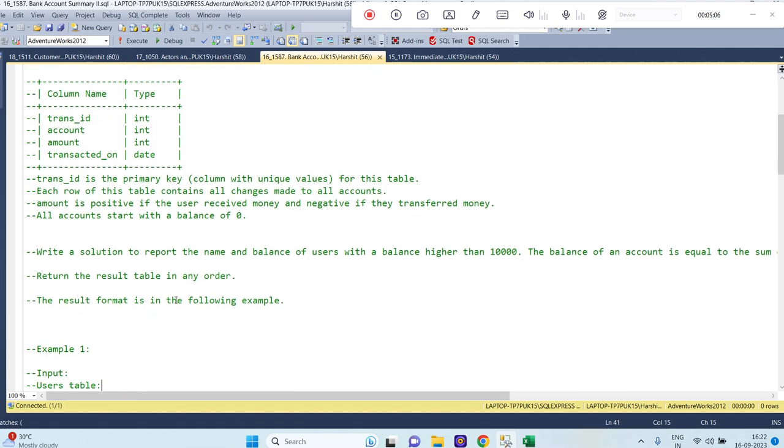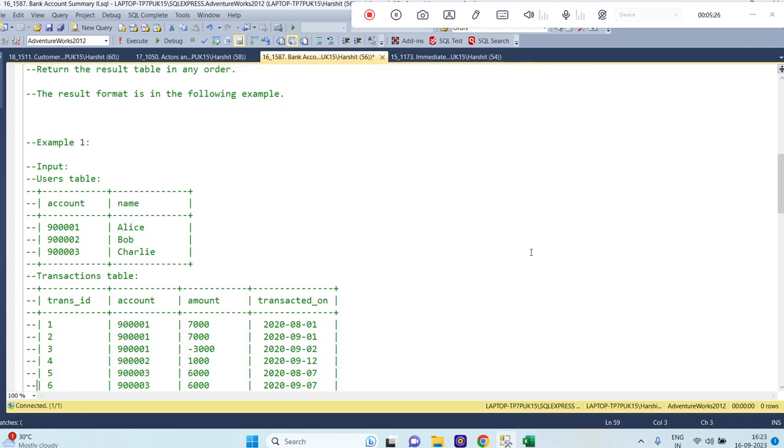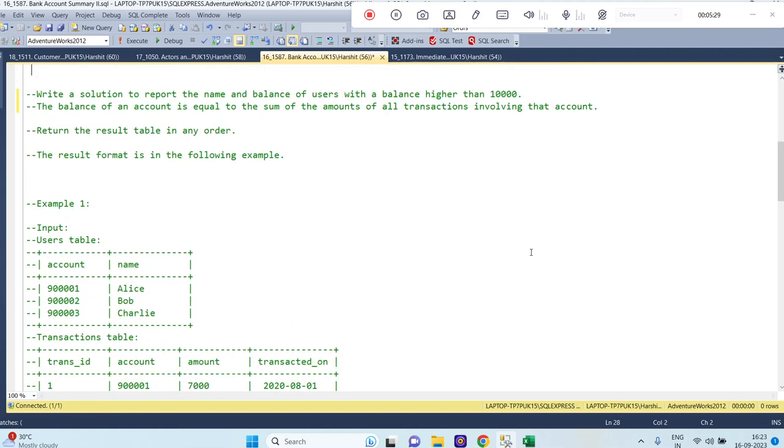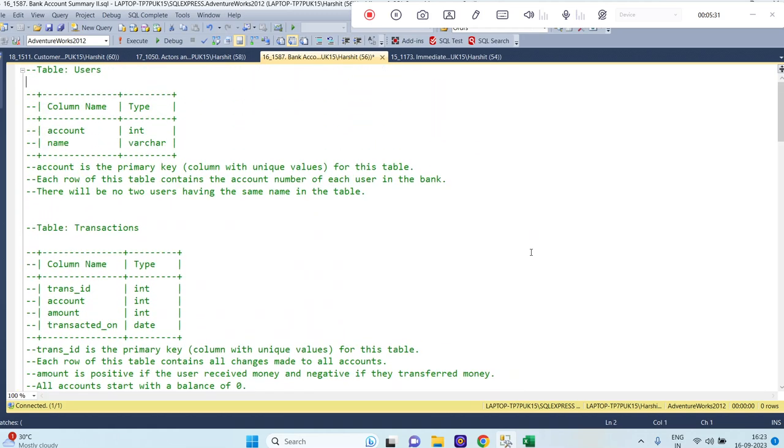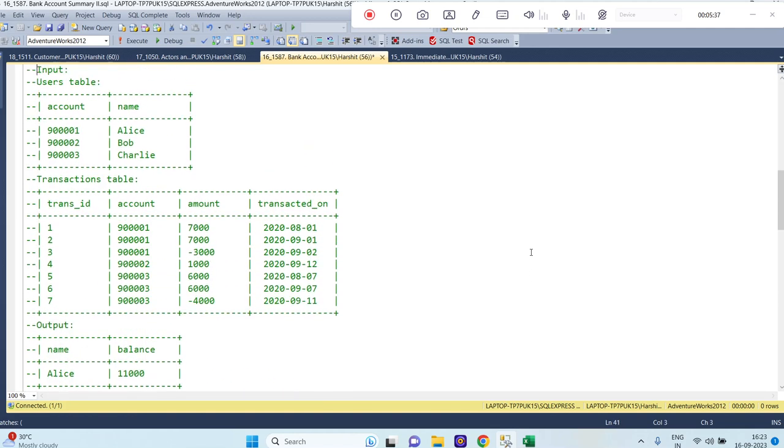Now what is the requirement? Write a solution to report the name and balance of the users with a balance higher than 10,000. The balance of an account is equal to the sum of the amount of all transactions involving that account. So here, if you see the users table and transactions table, I have already created both the tables and inserted the data into them. Now we need to identify those accounts whose balance is greater than 10,000.